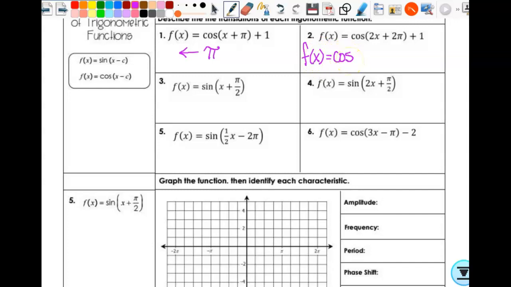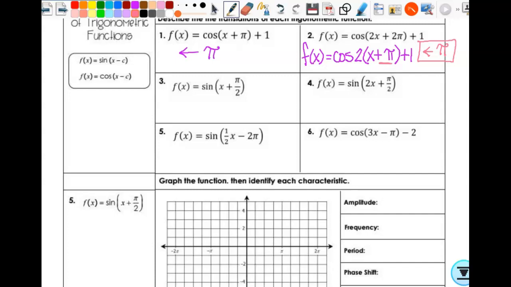That means you have to know how to factor also, which you're in a pre-AP pre-calculus class. I'm not reteaching you. 2 times x plus, what would this have to be? Pi. And then plus 1. So once I have factored that out, then I can look at this right here, and that tells me I'm going to go to the left, pi units. That's my horizontal translation. Okay, we okay with that?